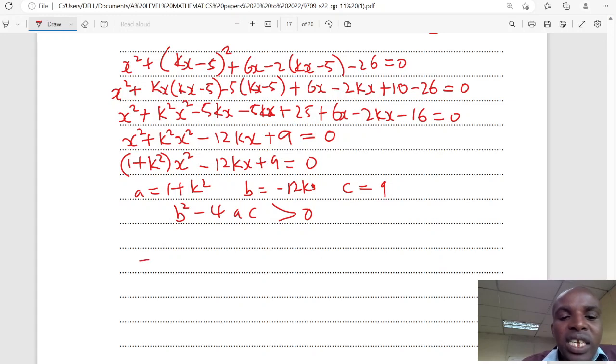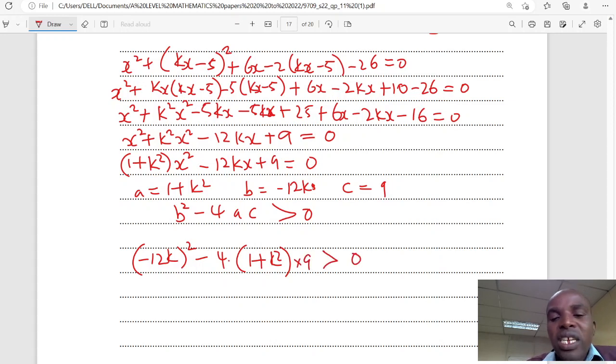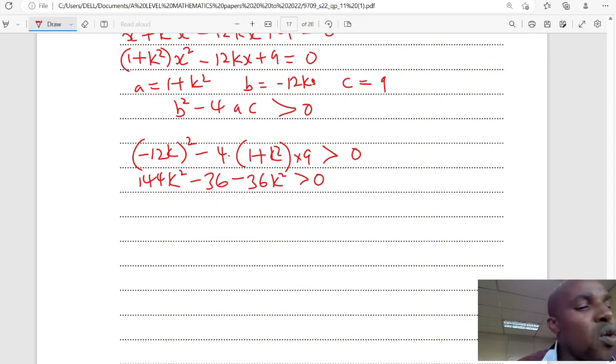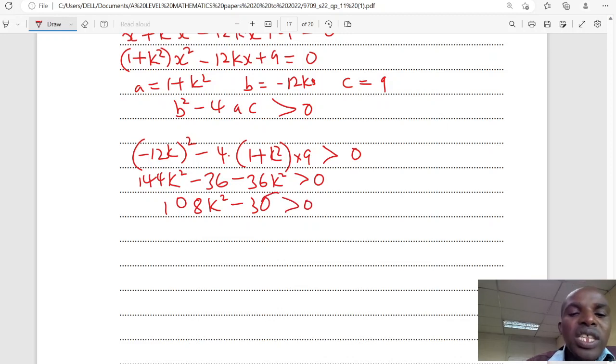Then b squared is (minus 12k) squared, then minus 4a, that's 1 plus k squared, and c is 9, so times 9, must be greater than 0. Now I deal with this part. It will be 144k squared, then minus 4 times 9 is 36, 36 times 1 plus k squared, so minus 36k squared is greater than 0. Then 144 minus 36 you get 108. 108k squared minus 36 is greater than 0. Let's see if we can divide by 36. 108 divided by 36 is 3. So it will be 3k squared minus 1 is greater than 0.